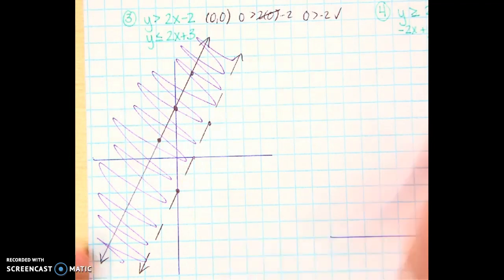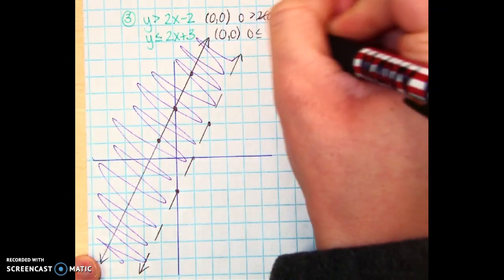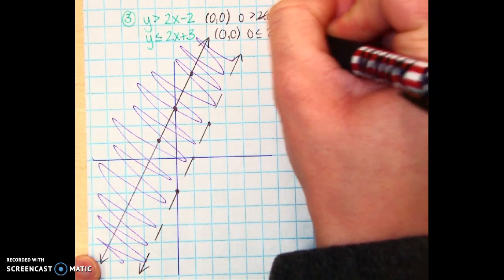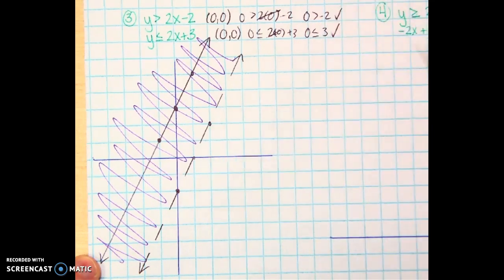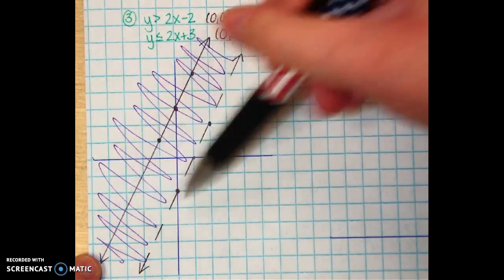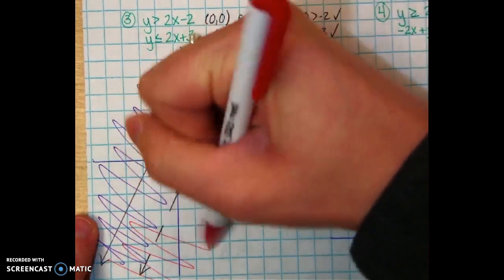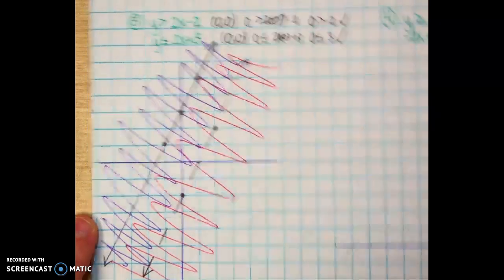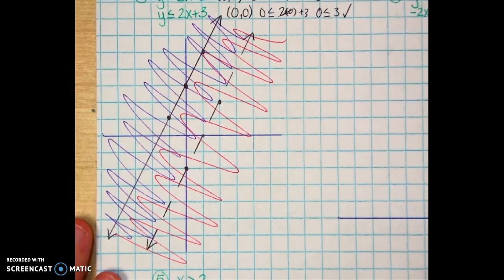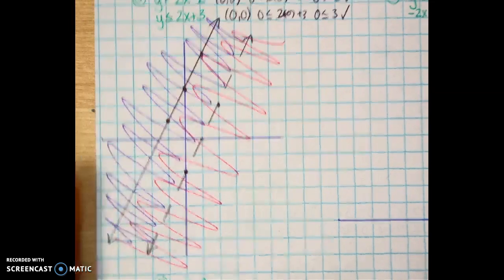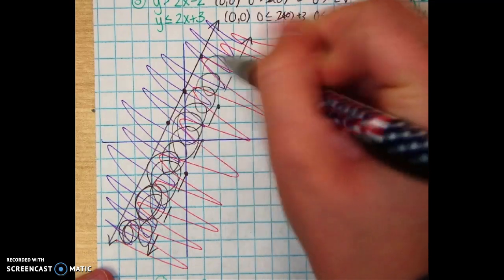Okay, I'm going to try 0, 0. I get 0 is less than or equal to 2 times 0 plus 3. So that would be 0 is less than or equal to 3, and that is true. So I shade this side of the line because I need to include 0, 0. And this one, you shade kind of between the lines here. That's where they intersect. So this one, you just kind of shade between both lines.